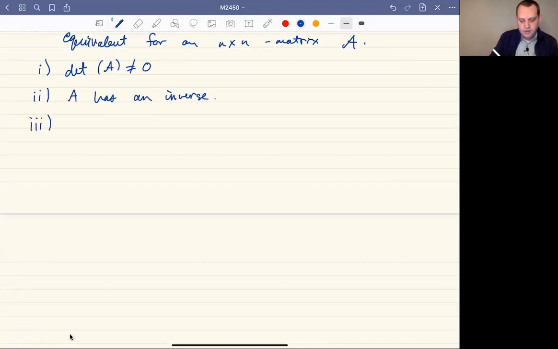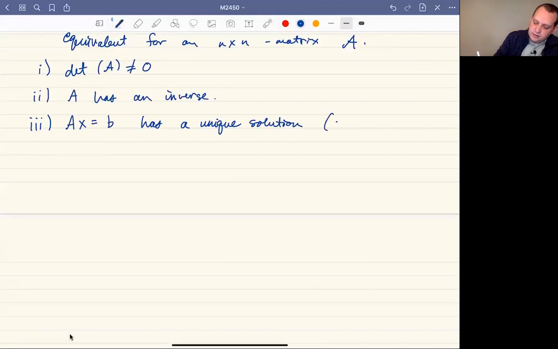We also know that the system AX equals B has a unique solution. So we've seen this as well, that if A has an inverse, then AX equals B has a unique solution. And that unique solution, I should just add, is X equals A inverse times B. And if A inverse exists, you can just compute that. You have exactly one solution and you're done.